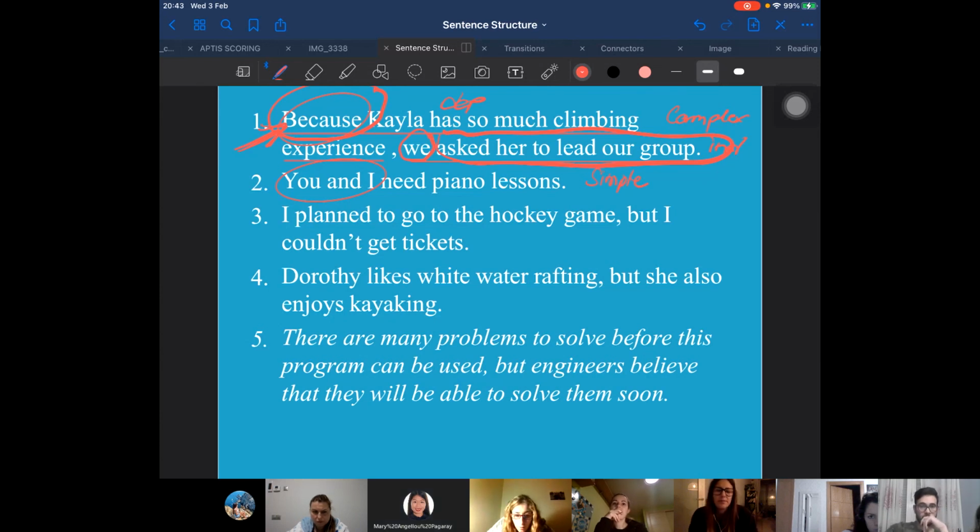Let's continue with number 3. Laura 1. I planned to go to the hockey game, but I couldn't get tickets. I think it is compound. Exactly. And but is subordinating conjunctions. Subordinating or coordinating? Coordinating. Yes. Because coordinating is only for compound. Subordinating is for the complex, okay? This is coordinating conjunction, so that means that both of them are independent. Perfect. As you can see here, guys, I put a comma because this is compound, and as you can see, this clause is also independent.